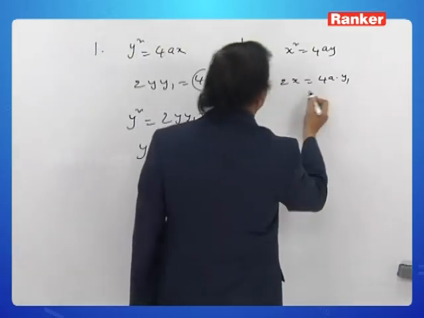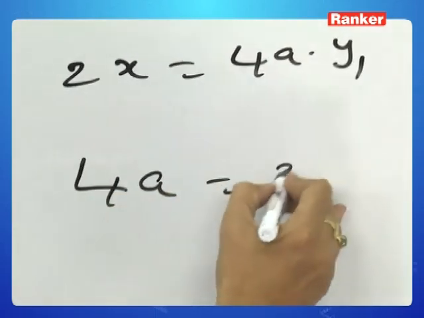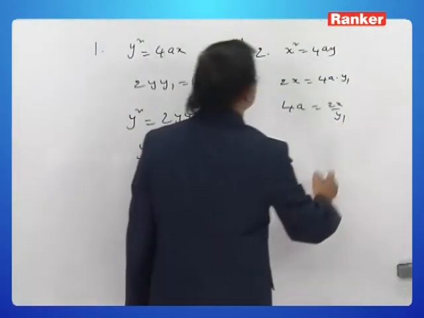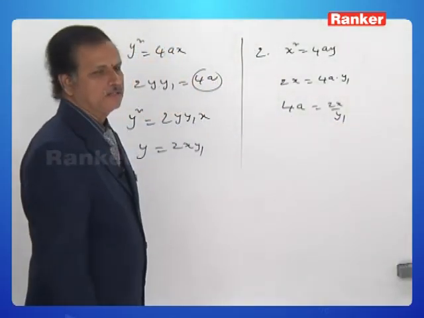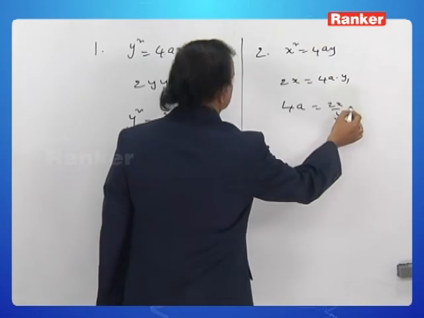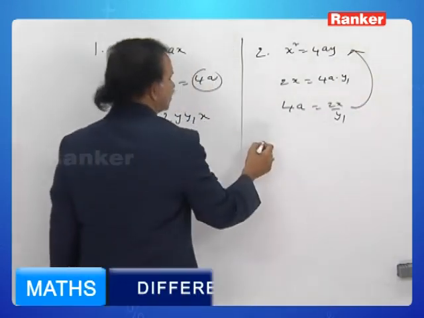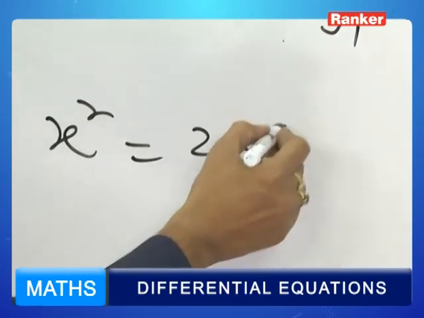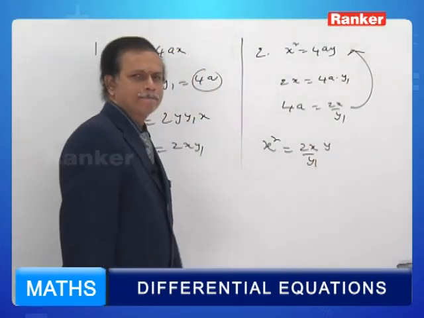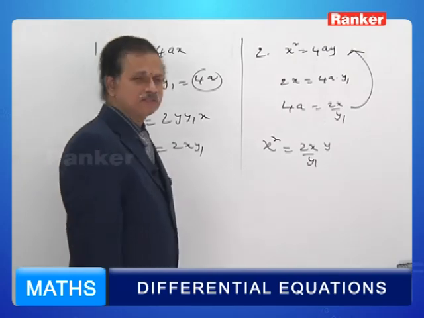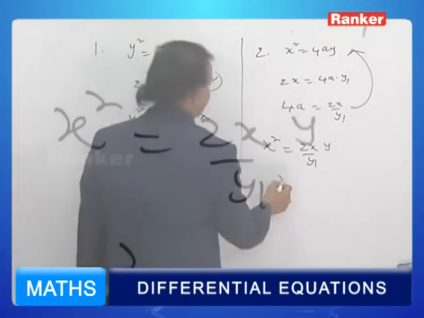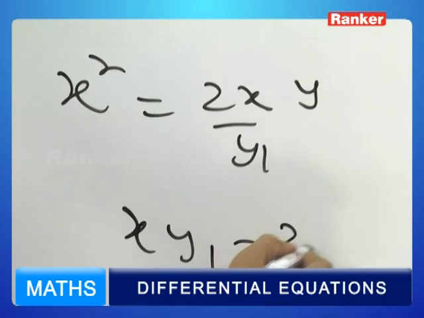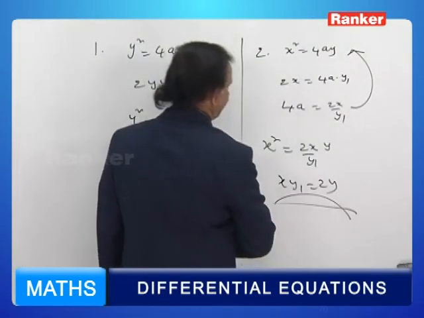Therefore a is equal to 2x by y1. Now we replace this in the given equation so that it becomes x square is equal to 2x by y1 into y. We can cancel x on both sides so that you have x y1 is equal to 2y is the differential equation.